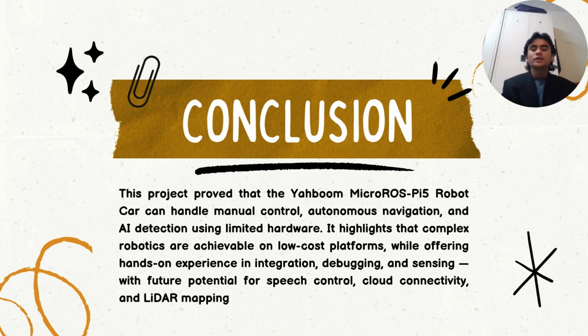For the conclusion, this project proved that the Yahboom Micro ROS Pi 5 robot car can handle manual control, autonomous navigation, and also AI detection using limited hardware. This project highlights that complex robotics is achievable on low-cost platforms while offering hands-on experience in integration, debugging, and sensing, with future potential for speech control, cloud connectivity, and also LiDAR mapping.